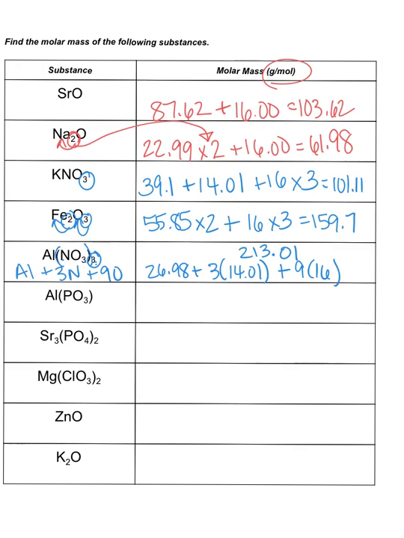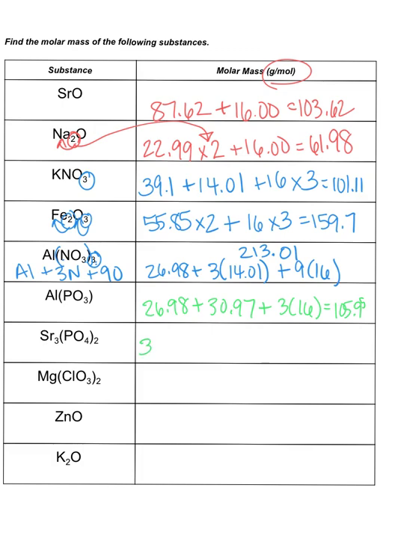For this next one, aluminum phosphite, I'm going to take aluminum plus P, which is 30.97, plus 3 times 16. When I add all that up, I get 105.95.